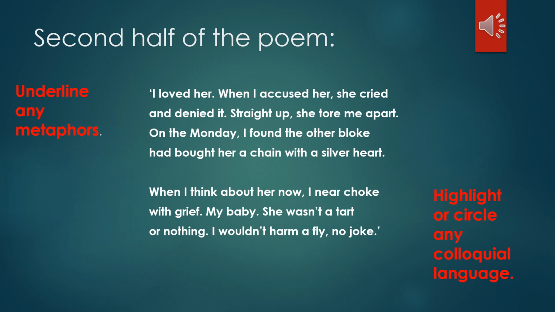Okay, so I'd like you, using your Identity Poetry booklet, to underline in those last two stanzas any metaphors that you can see. Remember, a metaphor is when you say something is something else and helps to create that imagery. It's also something that can't literally be true. So go through and underline any metaphors you find. Once you've done that, you can then either highlight or circle, if you don't have a highlighter, any colloquial language, so any informal phrasing that tells us the character's personality.